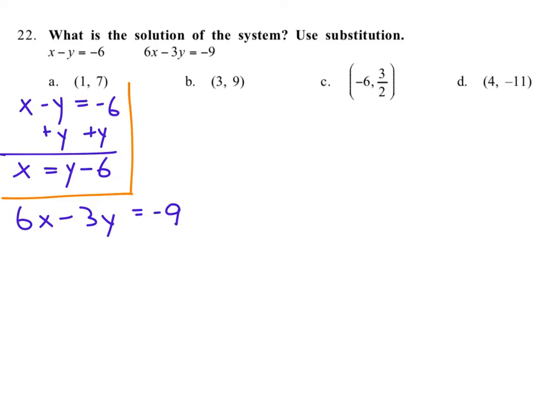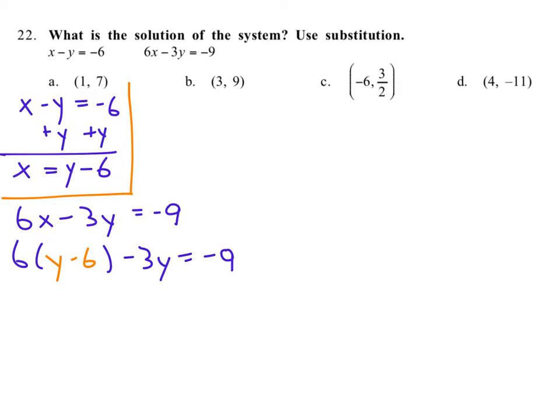And where I see x, I'm going to put in what x is equal to. Okay? And notice that I've written the rest of the equation exactly the same. X is equal to y minus 6, so that's where I put y minus 6 where I had x.